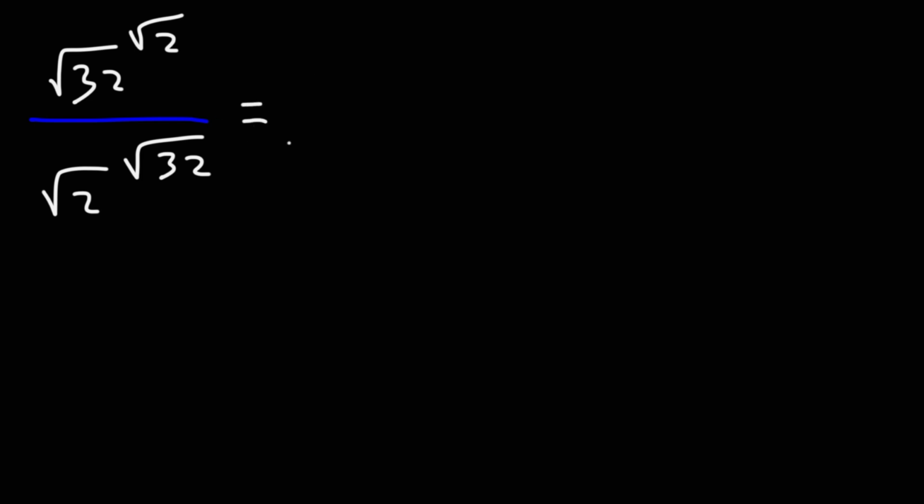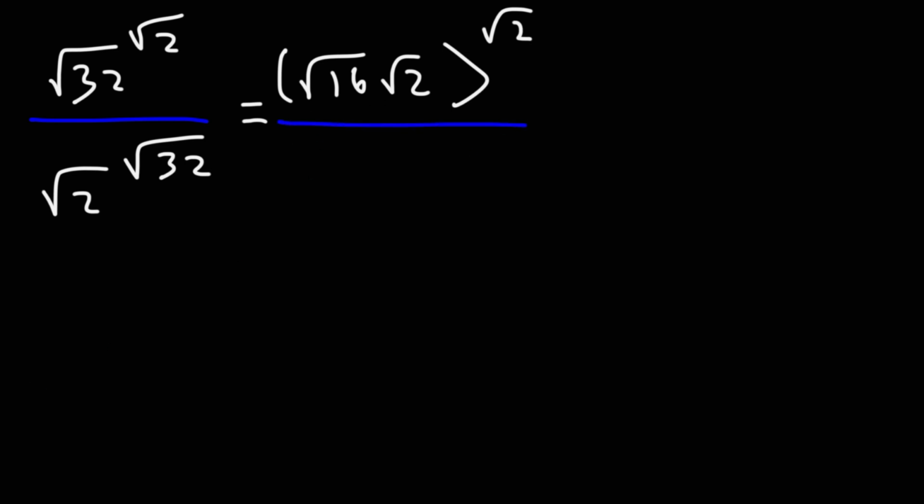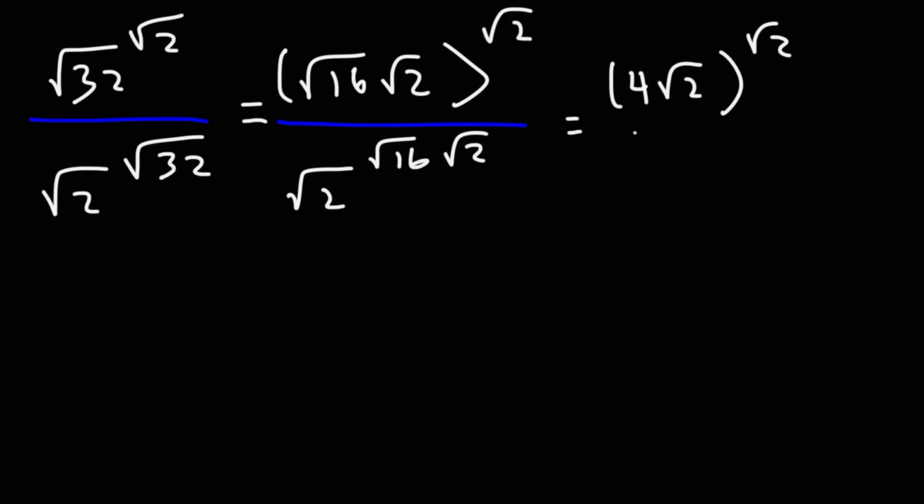So let's begin. 32, I'm going to break that into 16 and 2, and this is all raised to the square root of 2. And on the bottom, I'm going to do the same thing: square root 2 raised to the square root of 16 times square root 2. So the square root of 16 is 4. So we now have this. And on the bottom, it's also 4.